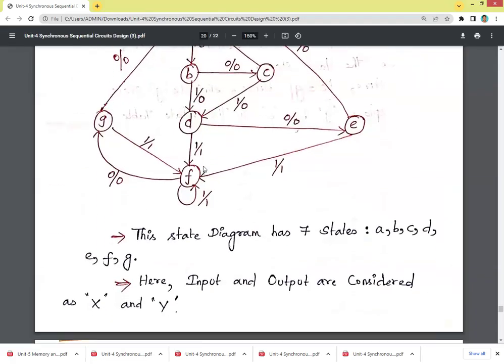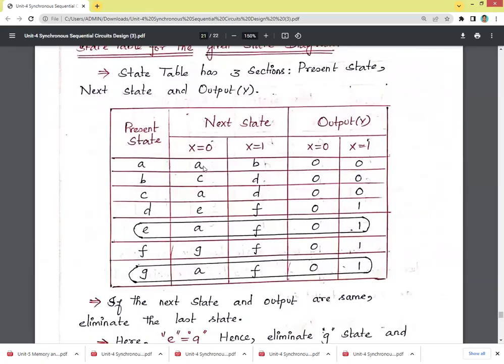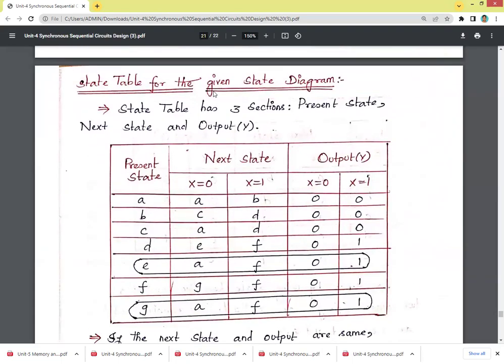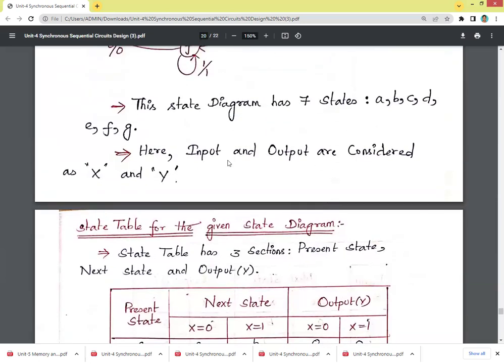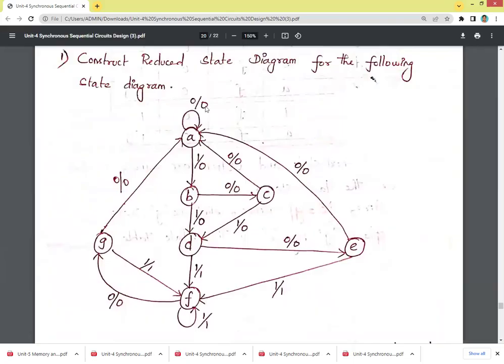Likewise, based on this Mealy model, we can construct the state table. Your input is considered as X, and your output is considered as Y. Your state table consists of 3 sections: present state, next state, and output. The present state is A, and the next state will be A when X is equal to 0. If X is equal to 1, your next state will be B. Similarly, your output Y is based on X equal to 0 and X equal to 1. Here the input is X, and this is called X slash Y.